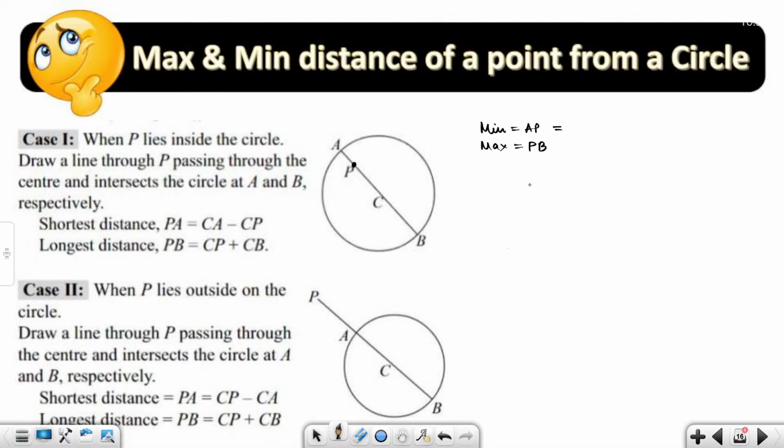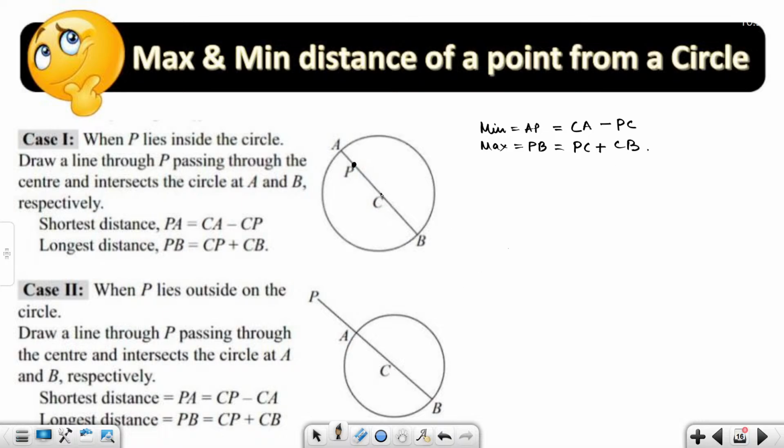Your AP is basically the radius, or we can write this in this way. First, let us write in this way. We are finding the distance AP, so we do CA minus PC. CA minus PC will give you AP. And PB will give you PC plus CB. Is it clear?